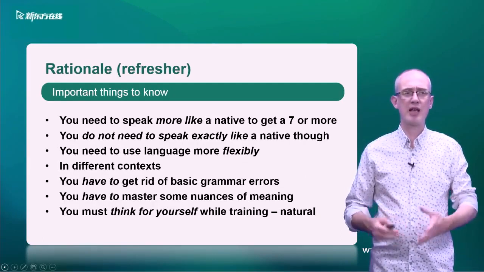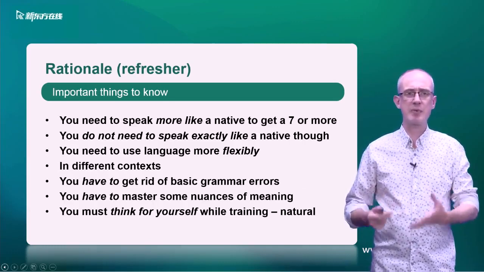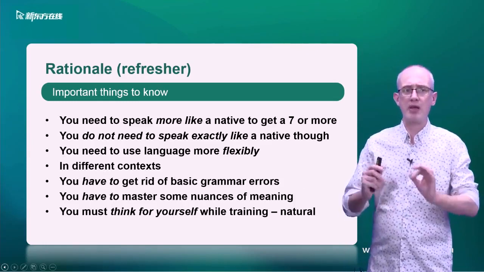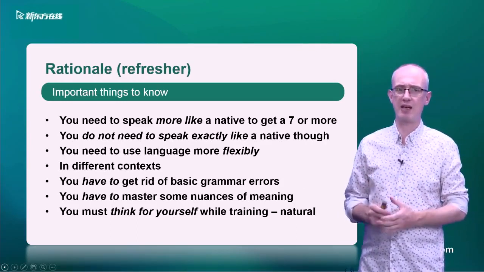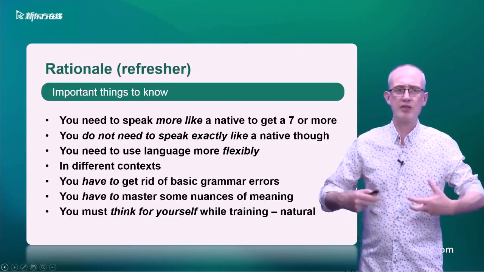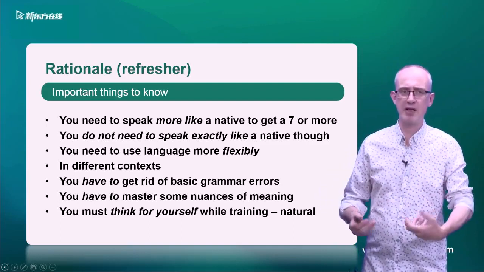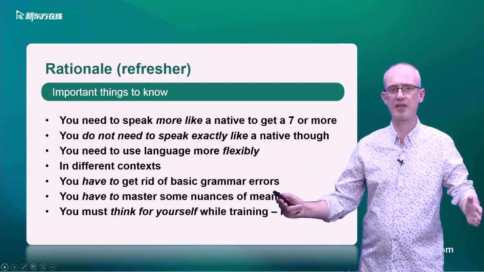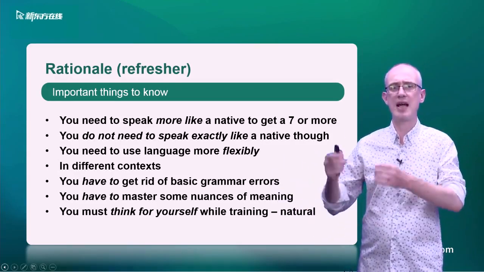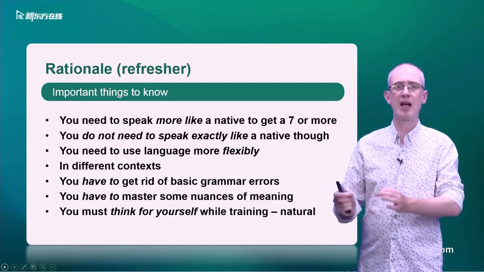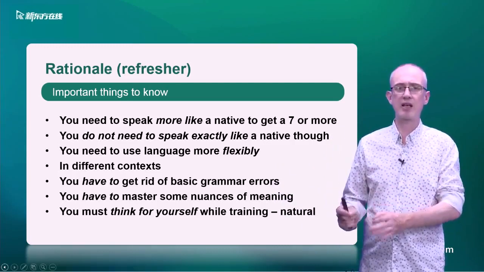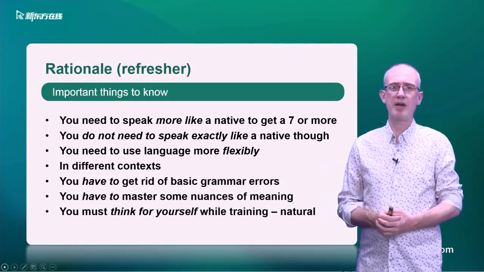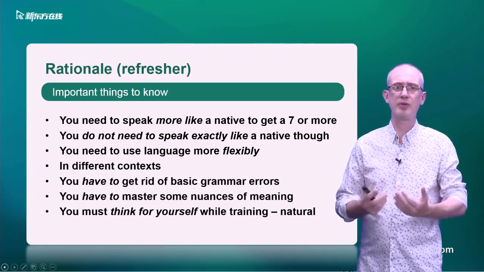Right, my rationale as a refresher. You need to speak more like a native to get a 7 or more, but you do not need to speak exactly like a native. You need to use language more flexibly, which means in different contexts, not memorizing whole sentences, but memorizing phrases and knowing and understanding how to use them grammatically correctly and in a way that a native would use them. That's what I mean by in different contexts, flexible use of language.